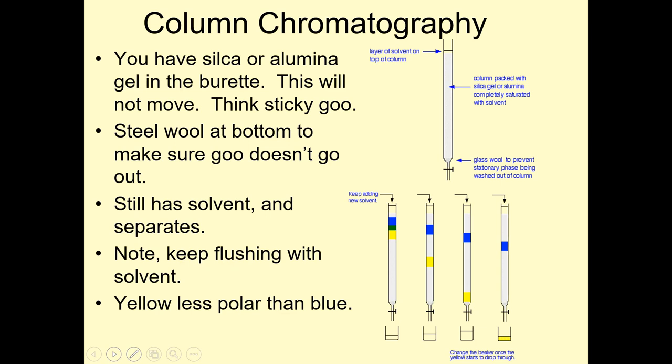Column chromatography. Again, all we're talking about is how much does it love the polar. You have silica or aluminum gel in the burette. Remember, you don't need to know exactly what they are, but you need to know they're very polar. So there's polar stuff in here. Think sticky goo. There's steel wool at the bottom to make sure it doesn't go out. They call it glass wool, but steel wool is what makes sense to us. We've seen that before.